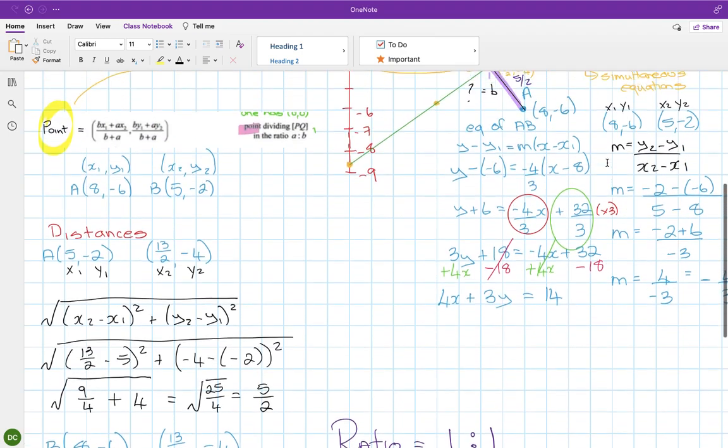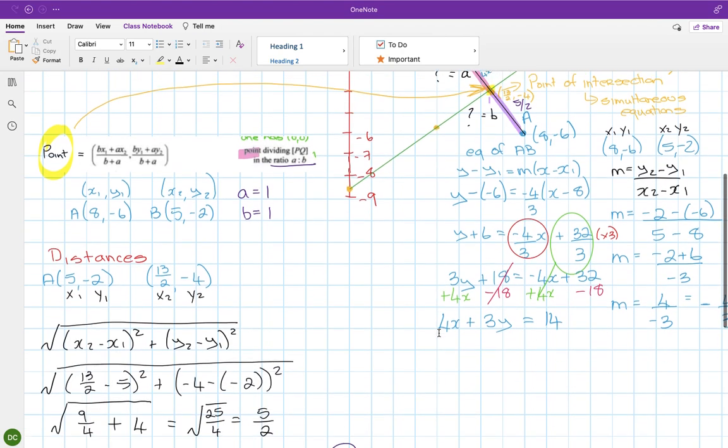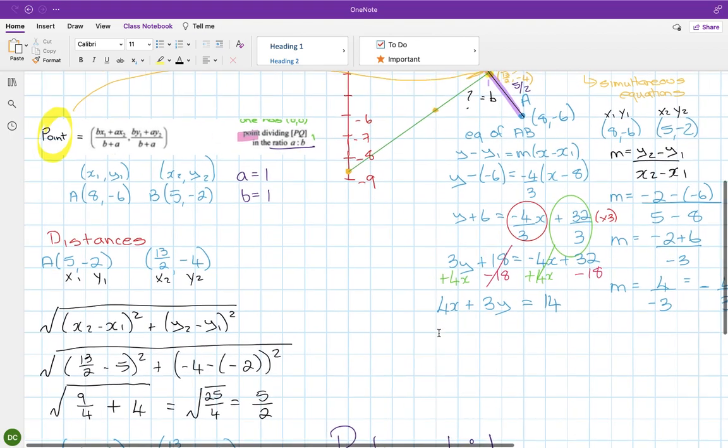I wonder, can we check it using this formula? So like if we use these points, yeah, and then we let A equal 1 and B equal 1, because now we know the ratio. If we do that, will it give us the point of intersection? Do you know what I mean? Just as a way of checking. It's probably overkill, but let's give it a go.